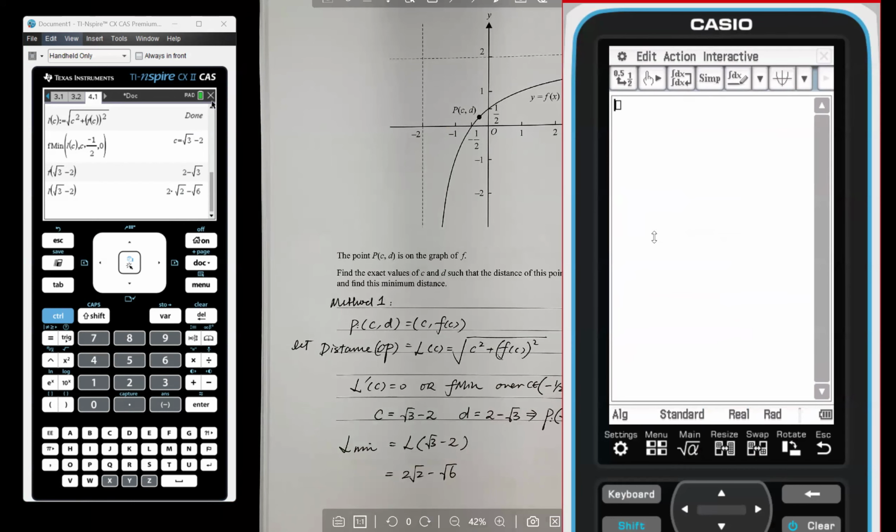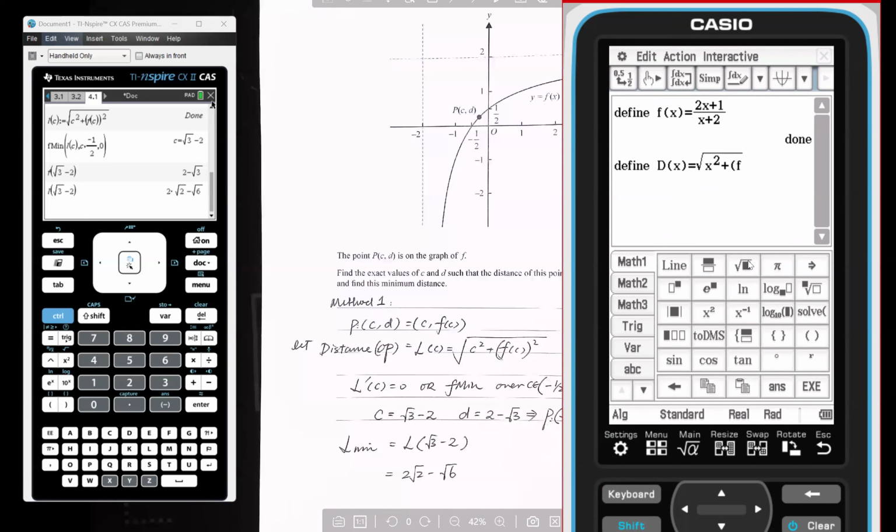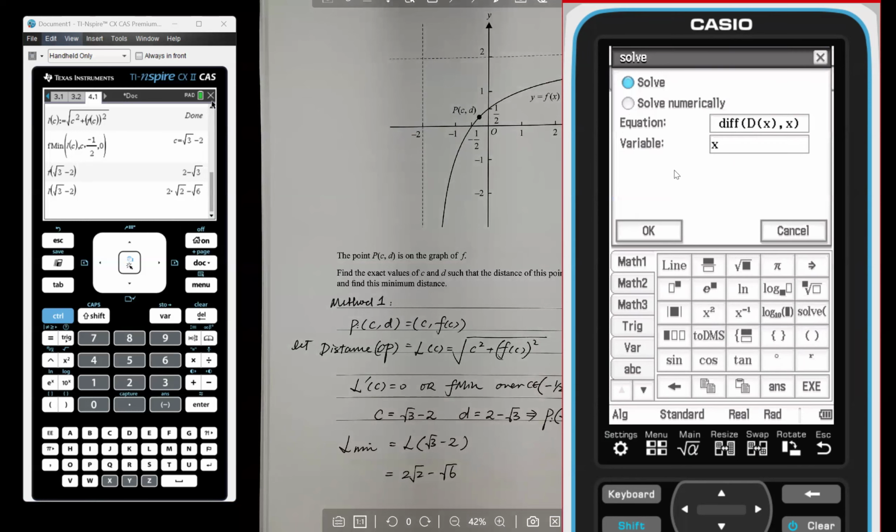So let me clear everything. I'll define f of x equals (2x plus 1) over (x plus 2), and define distance d of x equals some kind of square root of x squared plus f of x whole squared. And if I take the derivative of d of x, solve equal to 0, about solve.